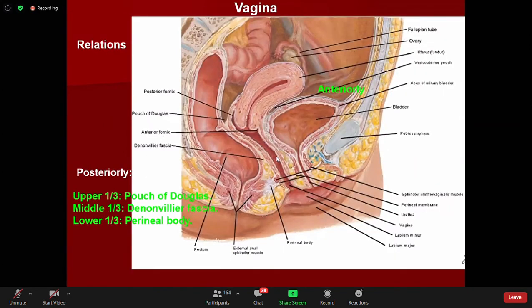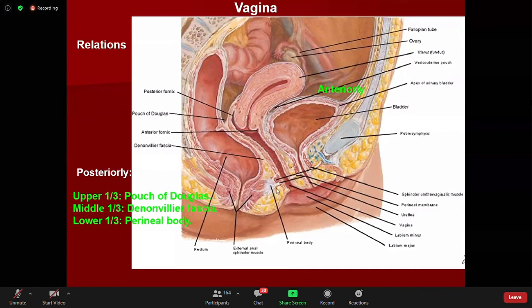So this is the vagina here. What do we have anterior to vagina? This is the urethra, you have the bladder, and the thin fascia separating the two. What do you have posterior to the vagina? Rectum, and then you have the Denonvilliers fascia separating the two. So upper part of the vagina, you have the pouch of Douglas. Middle part, you have the rectum with Denonvilliers fascia separating the two. Lower part is this.